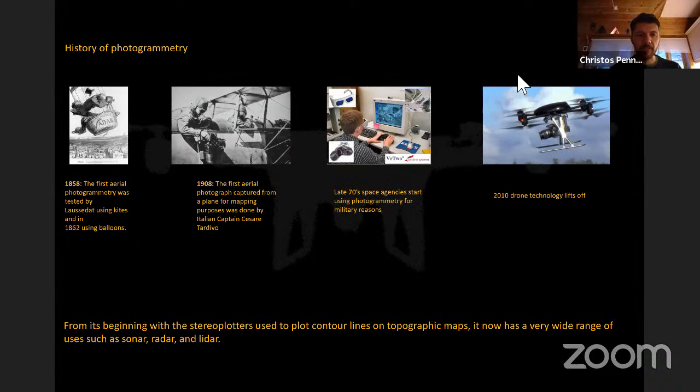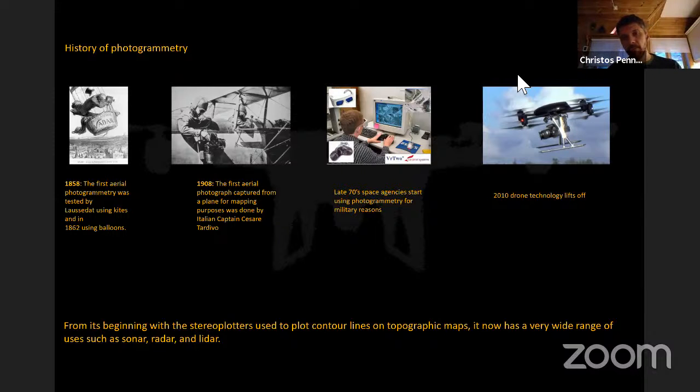This was done by an Italian captain, pilot, and pioneer of photogrammetry, Cesare Tardivo. In the late 70s, the space agencies started using photogrammetry for military reasons. It was during the Cold War that the United States mainly and the Soviet Union started deploying satellites orbiting around the globe in order to take photographs that they could use to apply photogrammetric means and extract information about the so-called enemy at the time.